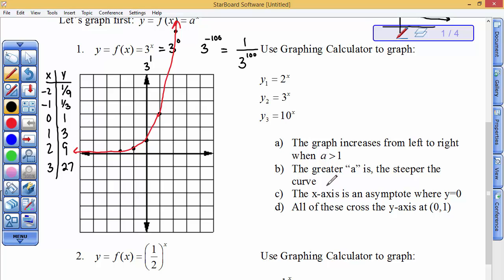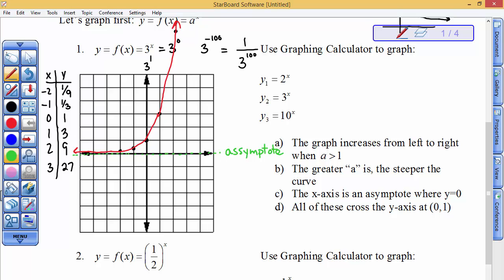The x-axis is an asymptote. It means that that red line should never go below this asymptote. You cannot cross that because you will always have 1 divided by some big number. And would you know that all of these will cross the y-axis when x is 0 at 1, because any number raised to the 0 power will always be 1.